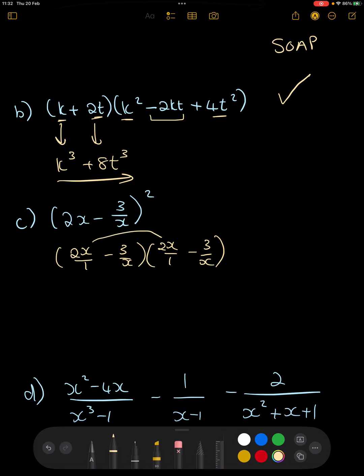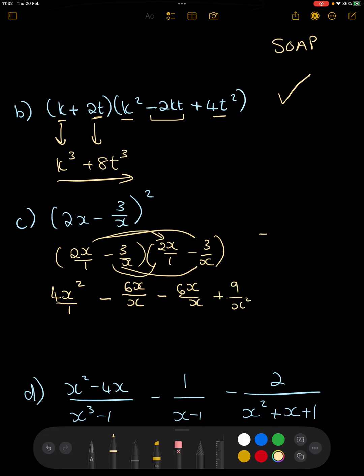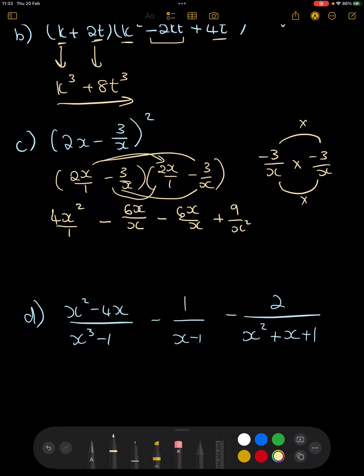So if I multiply the first term with the first term in that bracket, I'm left with 4x squared over 1. If I multiply that side, I get negative 6x over x. I'm going to simplify that in a second. If I multiply this one this side, I get negative 6x over x. And if I multiply it over there, I get plus 9 over x squared. Because remember, when I multiply fractions, I always multiply the top with the top and the bottom with the bottom. So that's how I got the answer that I have over here.